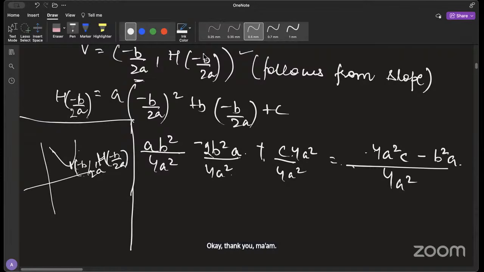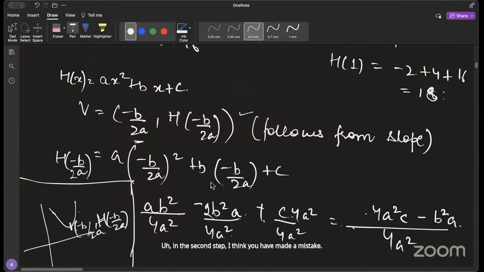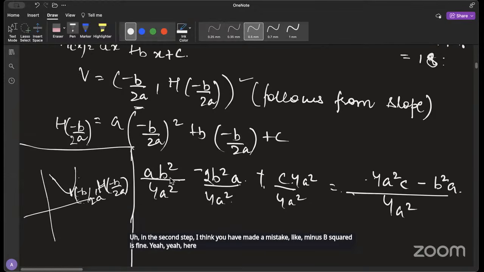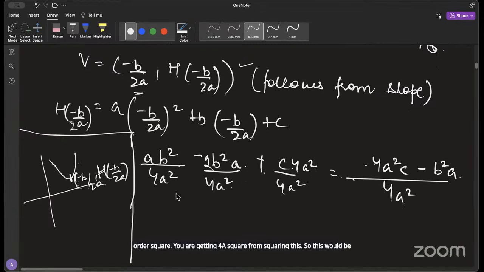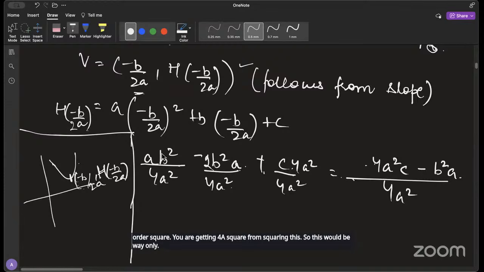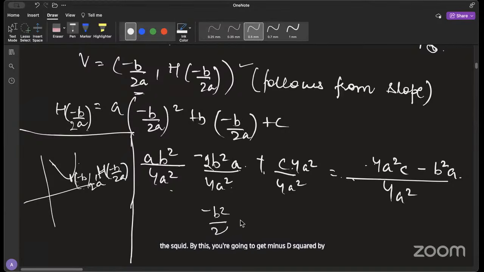In the second step, I think you have made a mistake. Minus b square is fine. Yeah, here, minus b square by 2a. How 4a square? You are getting 4a square from squaring this, so this would be 2a only. We're squaring 2a, right? So this term is fine. The second term I'm talking about, multiplied, you're going to get minus b square by 2a, right? Correct. Multiplied and divided by 2a. That's it, to make the term look like this one.